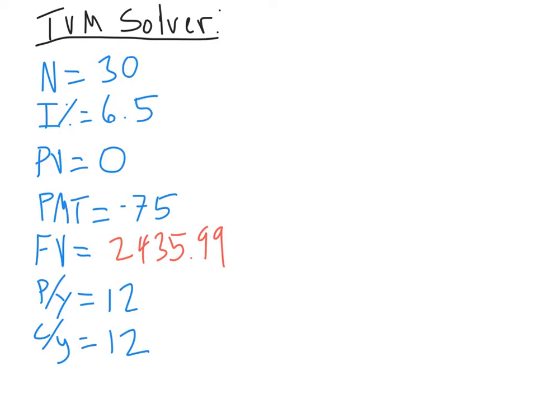Future value is what you're solving for, so once you get the rest plugged in, P over Y, C over Y are 12 because they're compounded monthly. So once you get all that plugged in, you go back to future value, you press alpha and then enter to solve, and it should give you that value, 2435.99, which is what we got the other way too, so this is probably the quickest way to get to your answer.